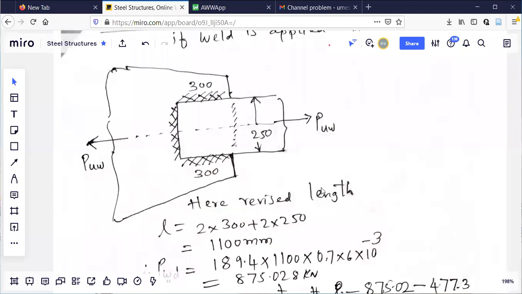Any problems here? You can see the problem is extremely simple. You don't have to remember anything. The formula is there in the code book. Use that one. The concept of this one may not be clear yet.